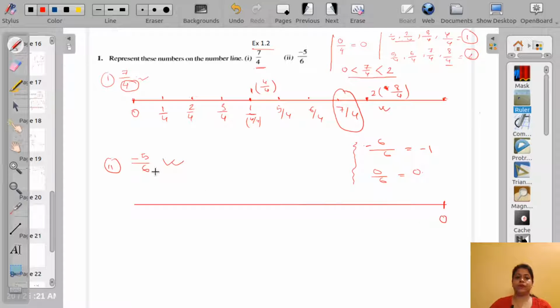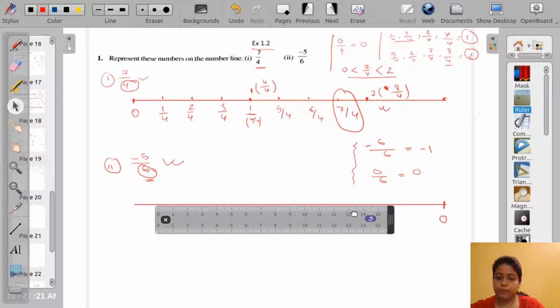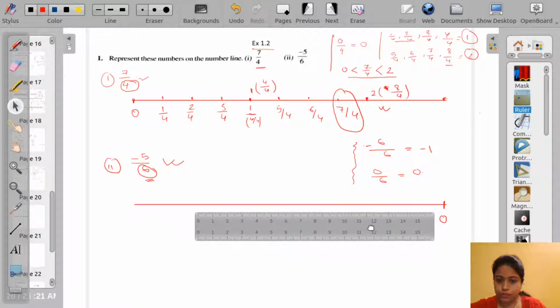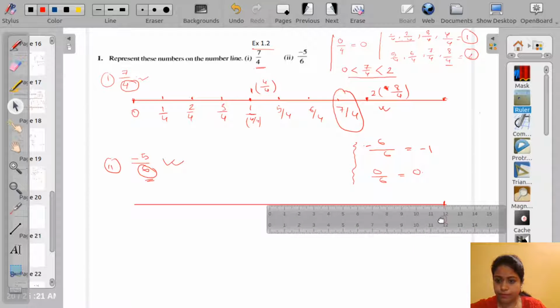And we have to divide this number line into 6 equal parts as the denominator is 6. So this is 0 and minus 1. So let us divide it into 6 equal parts. 2, 3, 4, 5 and 6.